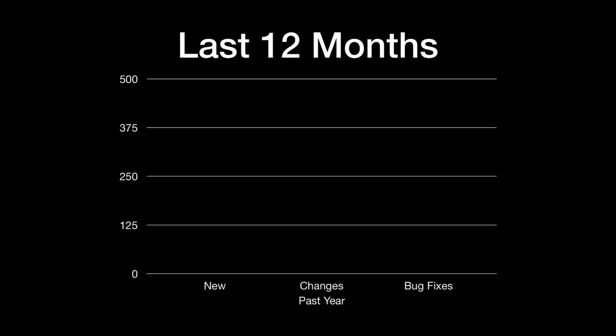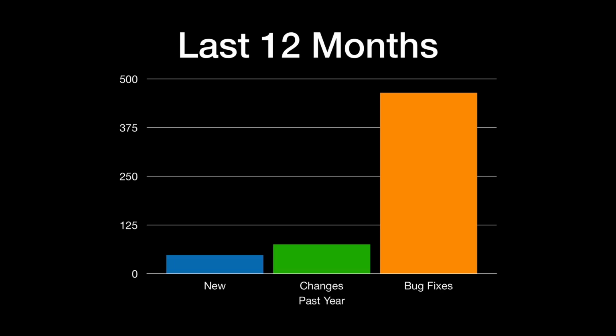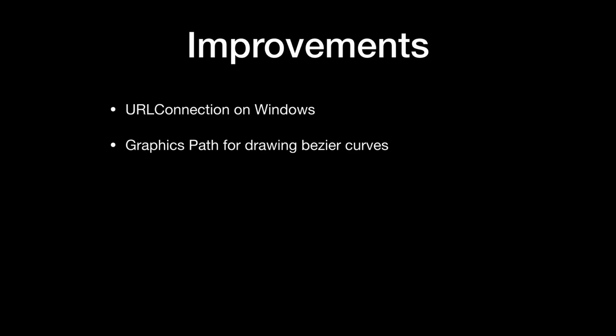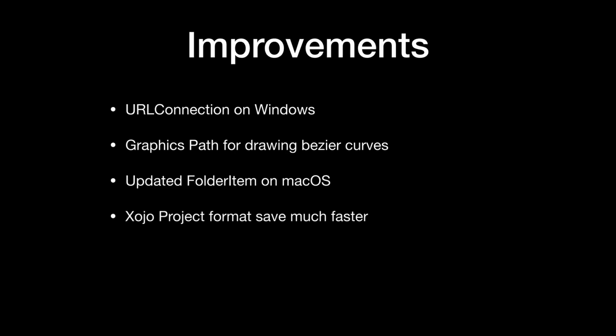I want to start by highlighting a few things we've released over the last 12 months. In the last 12 months, we've added 48 new features, we've made 75 changes, and we've fixed 465 bugs. Of the improvements we've made, I want to cover just a few of the highlights. We've added URL connection on Windows. We've added graphics path for drawing Bezier curves. We updated folder item on macOS to use the most modern APIs. And we made the Xojo project format much faster. So if you're using Git or SVN, you've probably noticed that that saves much faster now.